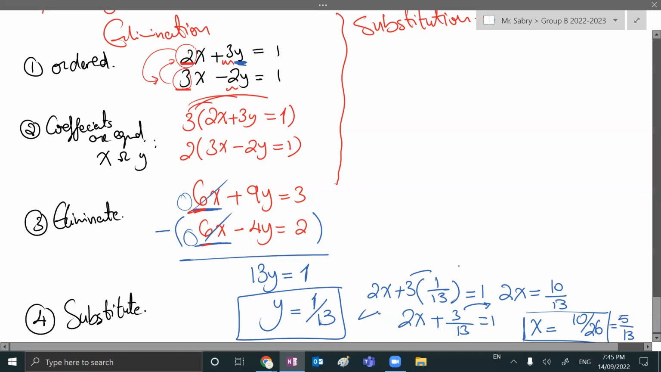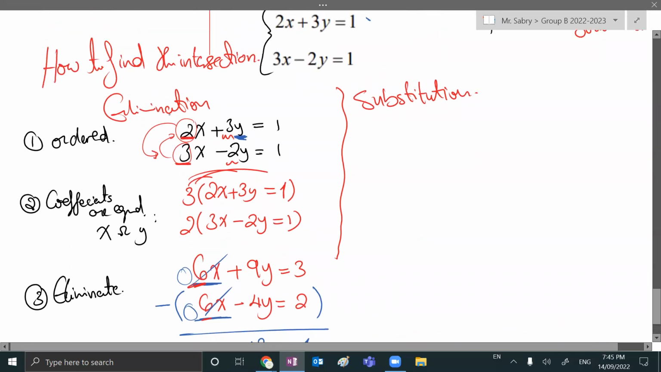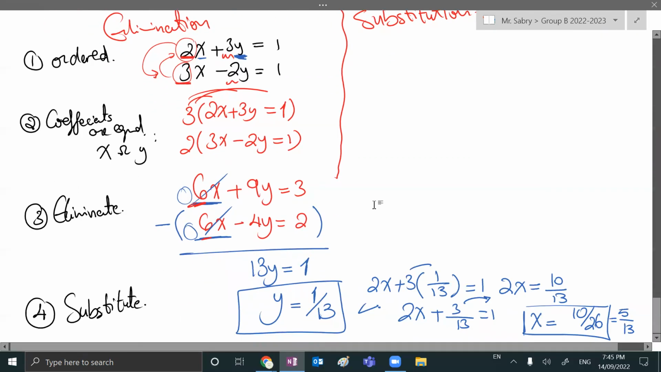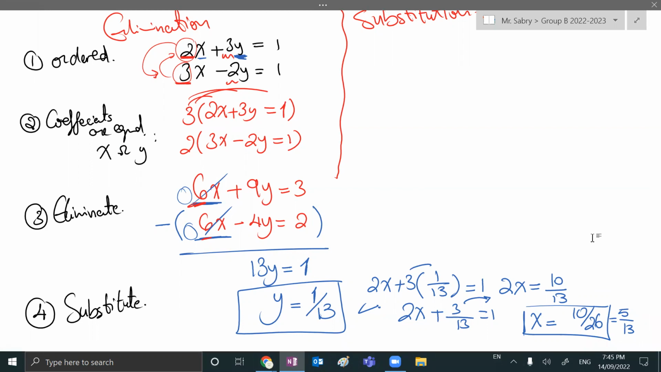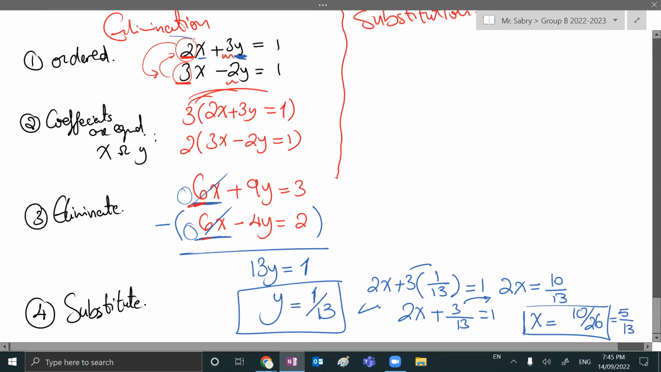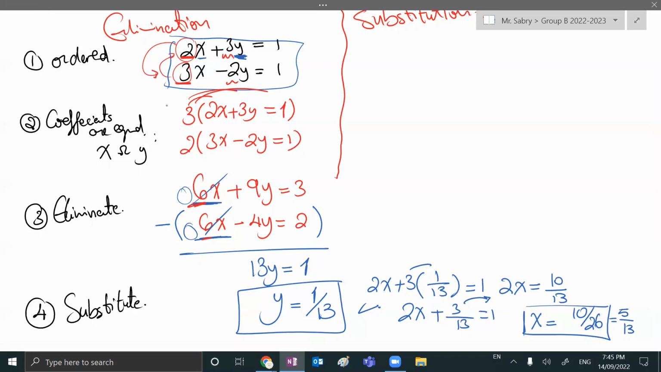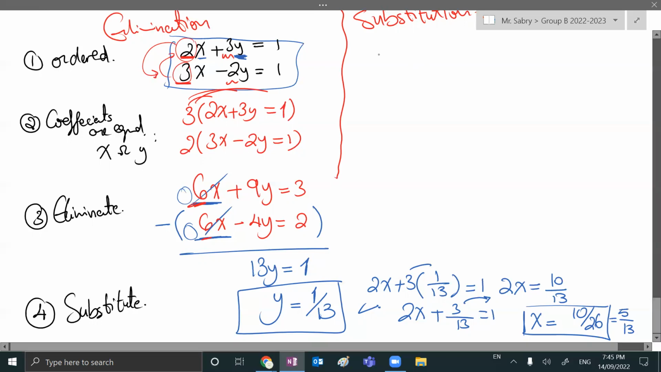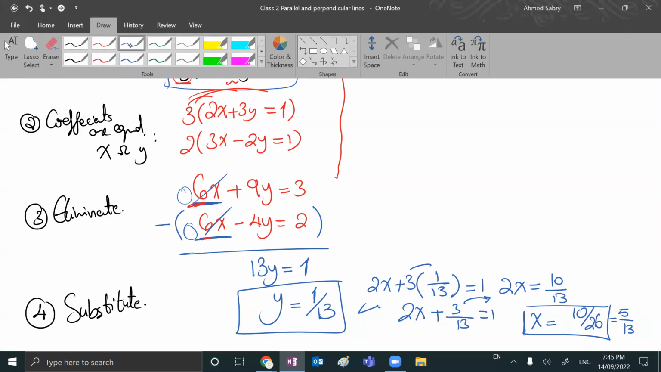Does that make sense? So if for example, this system of equations, if the x represented adults and y represented children, then you just recognize that we have 5 over 13 adults and 1 over 13 children. Come on, that doesn't make any sense. But I mean, in real life context, you just discovered two unknowns that were conditioned by this specific system of equations. Make sense? Yes. Awesome.